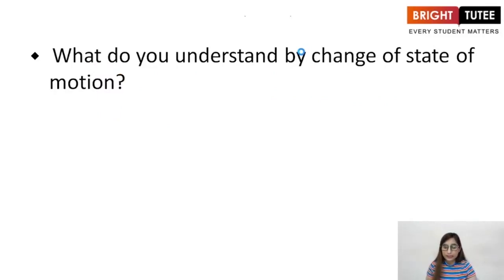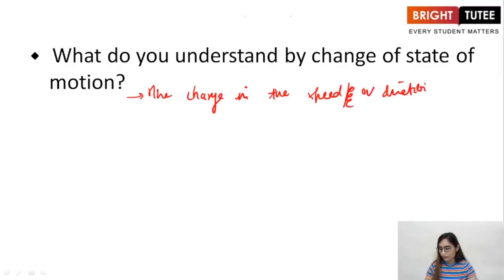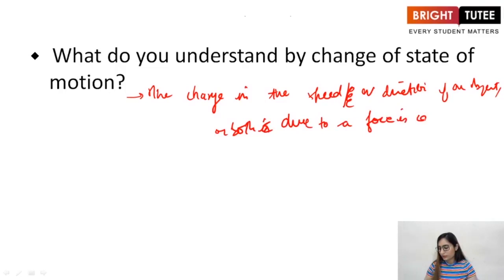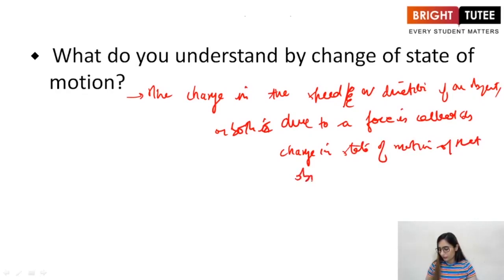Whenever a force is applied on a moving object, it may increase its speed, it may decrease its speed, or it may change its direction. So the increase or decrease in speed, basically the change in the speed or direction of an object, or both, due to a force is called change in state of motion of that object. Right? Whether a force is bringing a change in the speed or in the direction, the change is known as change in state of motion.